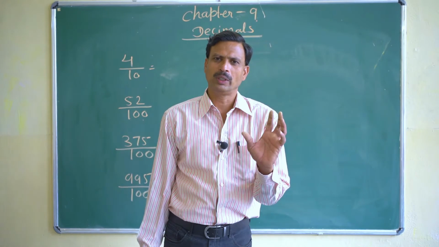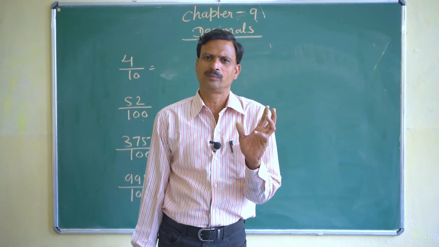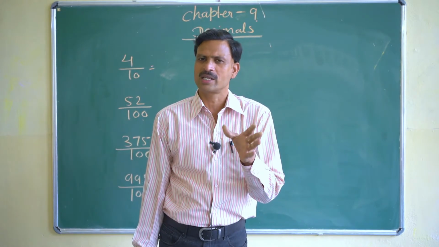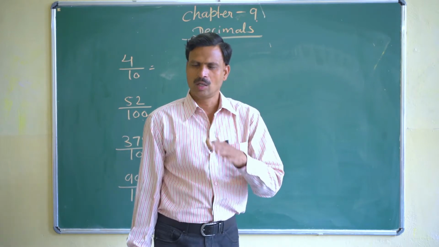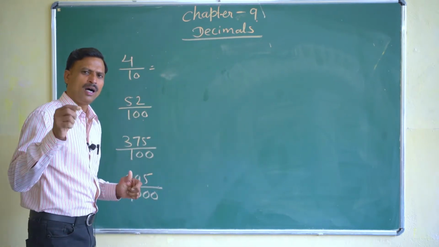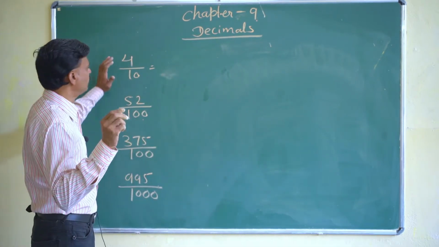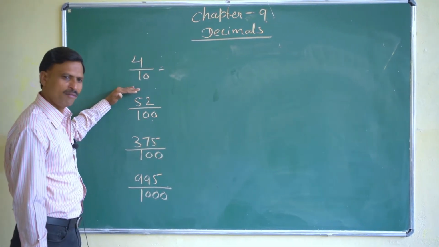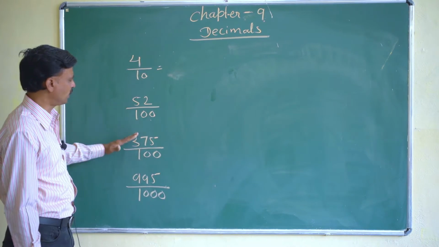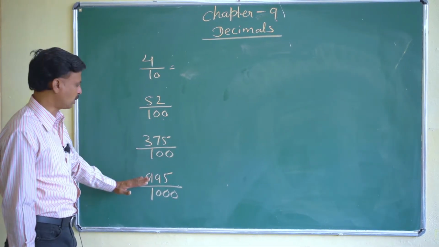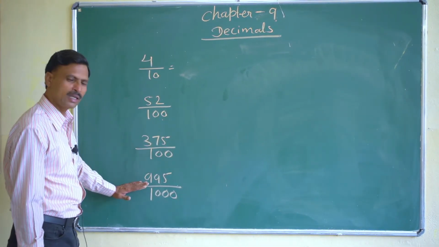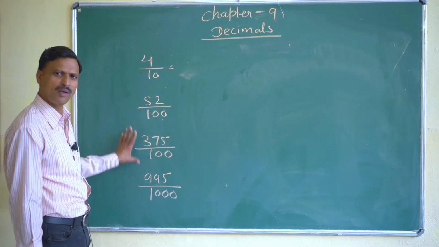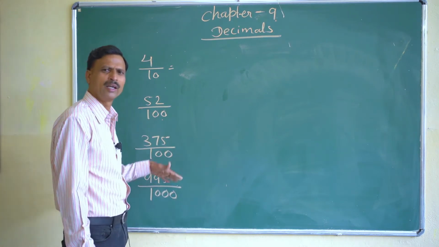Okay students, so today we are starting chapter 9, and chapter 9 is decimals. So what is a decimal? First, you have seen fractions like 4 upon 10, 52 upon 100, 375 upon 1000, and 995 upon 1000. This type of fraction we are getting.